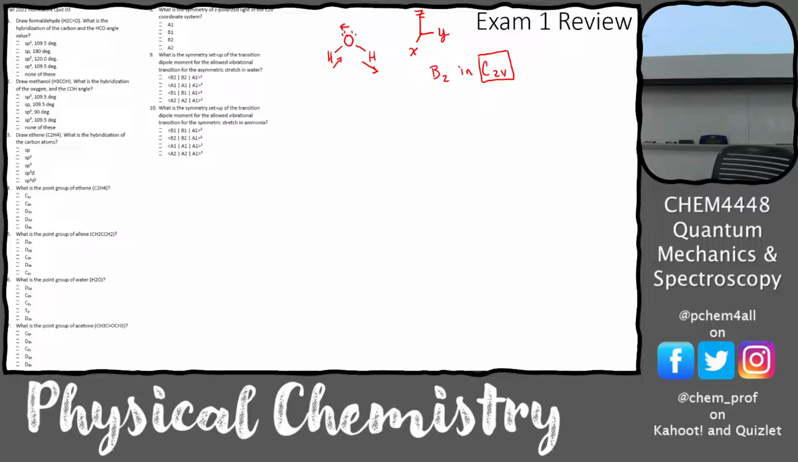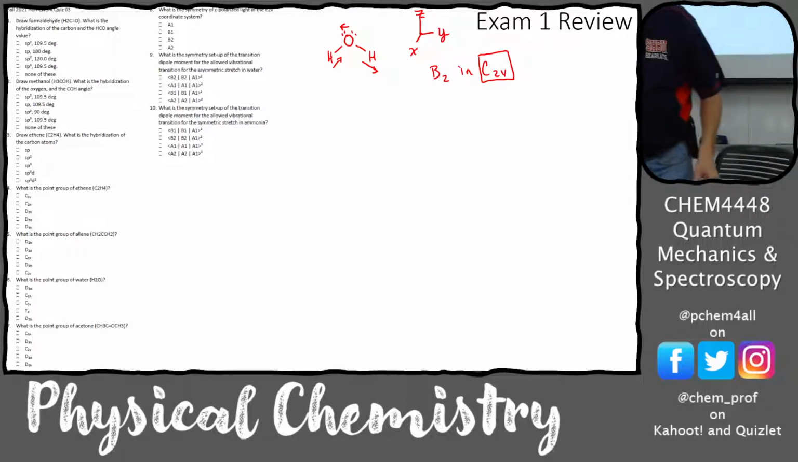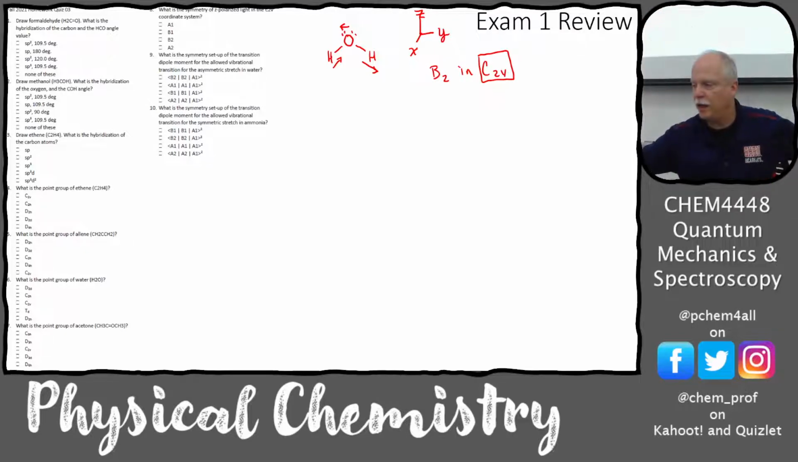So we're looking for the C2V character table, B2 row. And this just says the symmetry setup for the allowed vibrational transition. Well, we would have to kind of do all three to figure out which one is allowed. Okay, so let's go ahead and do that.